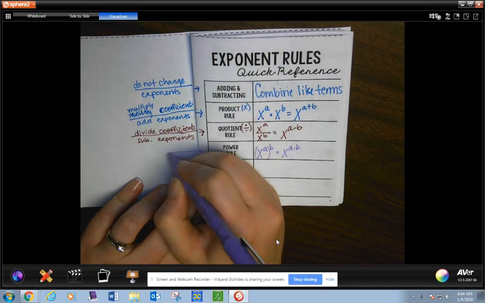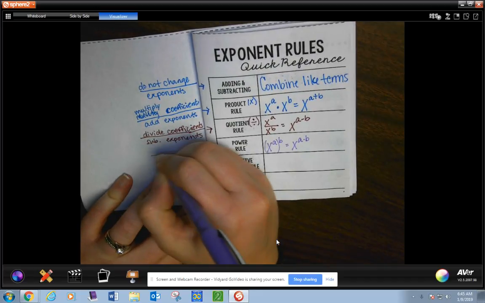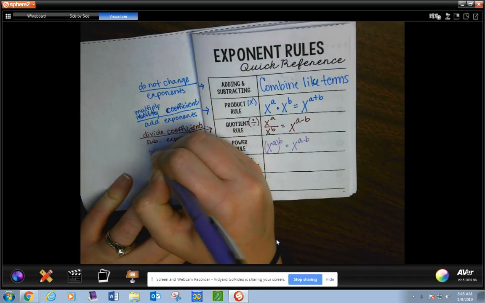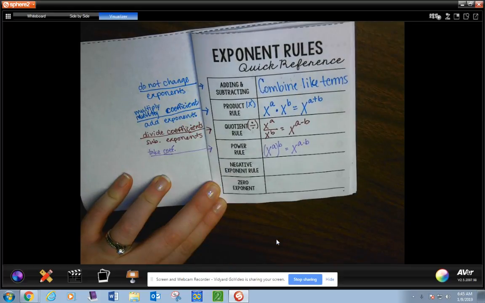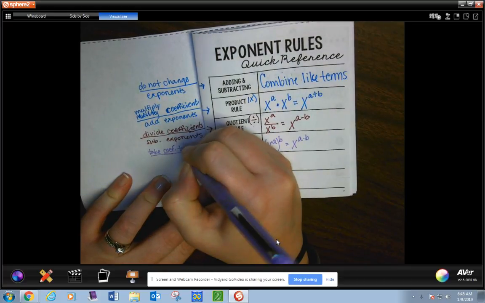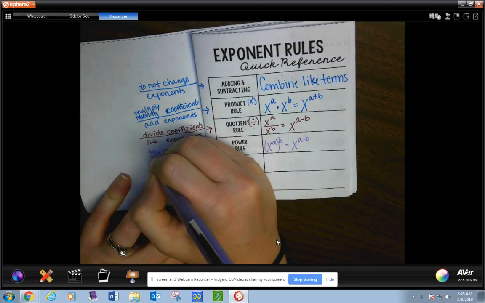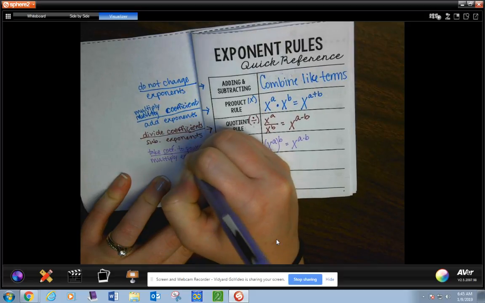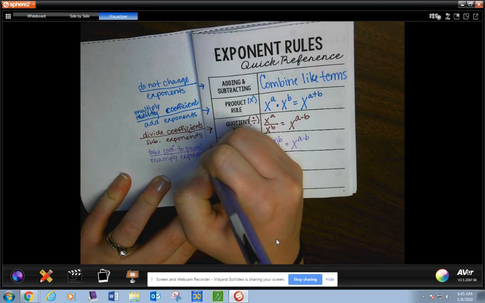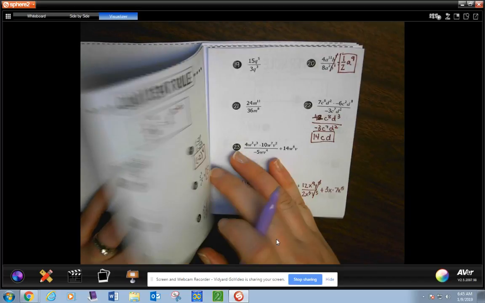Okay, so for your cheat over here, we're going to take coefficient, and I'm going to shorten that to power, and then multiply exponents. Okay, so now that you have that written, we're going to go ahead and flip over to the powers page.